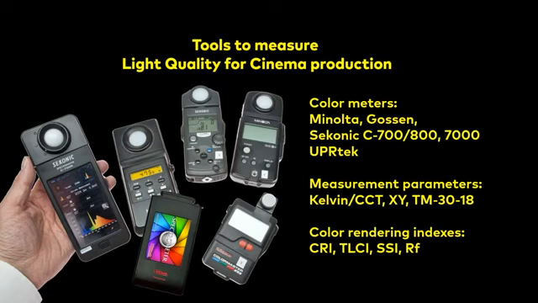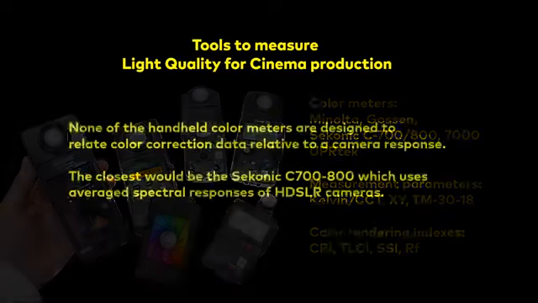The Sekonic C700, 800 series, even a 7000 series, they're getting to the right point with data that you can actually use as a cinematographer, but still not directly related to a camera. So it takes some experience, a little bit of testing to figure out, once you know the instrument, how to work best with it. Various color rendering indexes, CRI, TLCI, SSI, and it goes on and on. So I'll talk about some of those and explain how relevant they are to this.